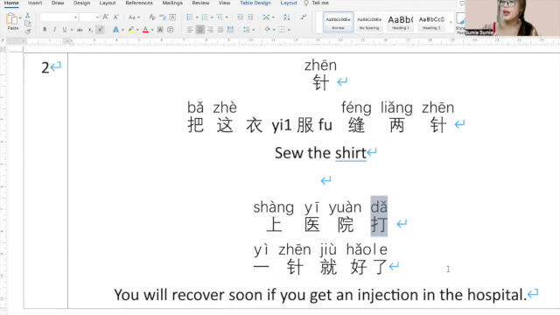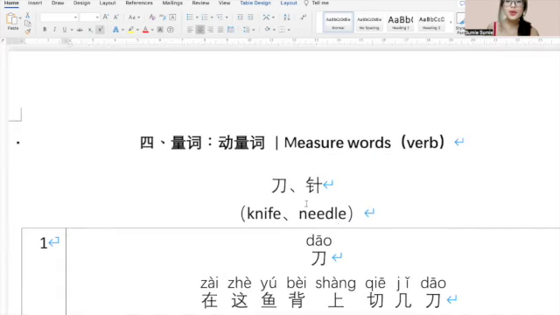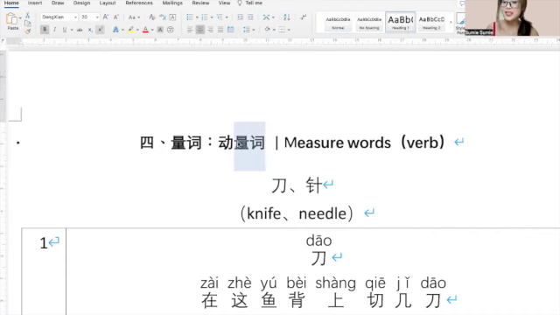Okay, so you can tell today we only learned two characters, but they are very challenging as it is not what we usually learned from previous lessons. Even though these two characters used to be nouns, they can also be used as a measure word to describe a verb and an action, not the nouns we have learned before. So this kind of measure word is 动量词, that means a measure word describing a verb. Okay.